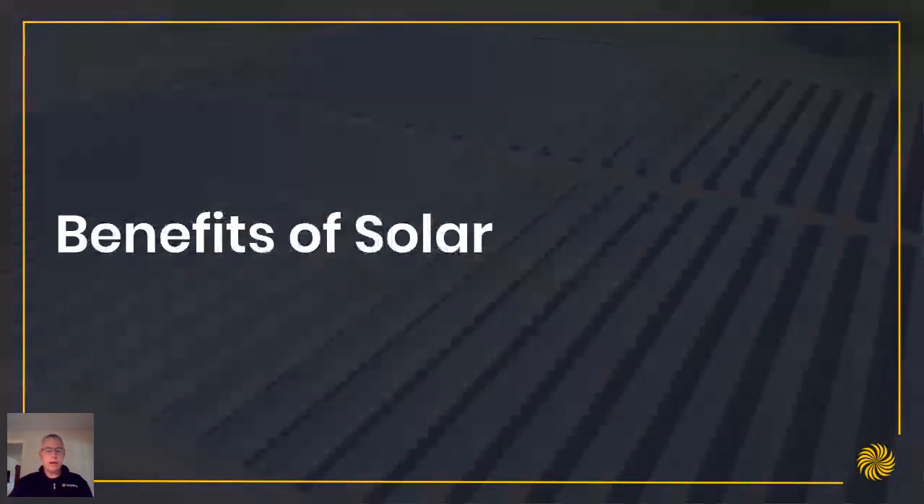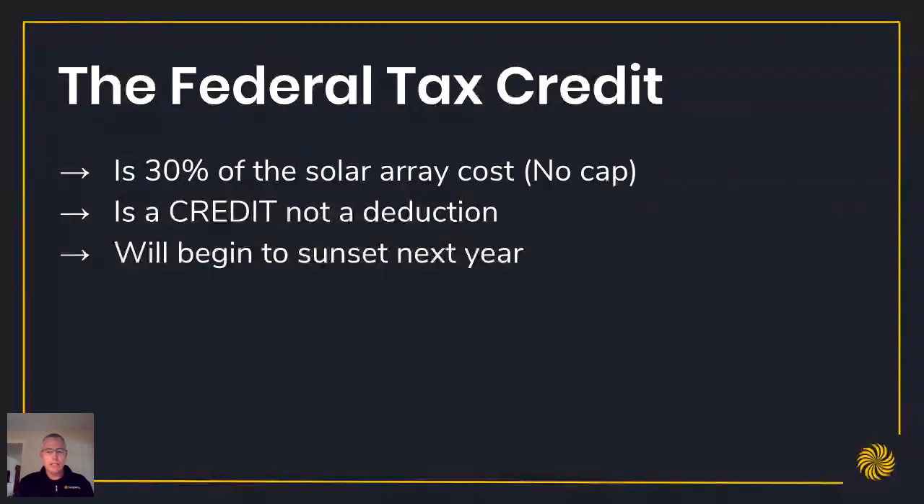So we've talked a little bit about how a system works. Now we can go over some of the benefits of installing such a system. One benefit that we talk about very frequently, and has really been a great driver in growing the industry, is the federal tax credit. The federal tax credit right now is worth 30% of the total solar array cost with no cap. So if you end up spending $100,000 to install solar, you have then earned $30,000 in federal tax credits.